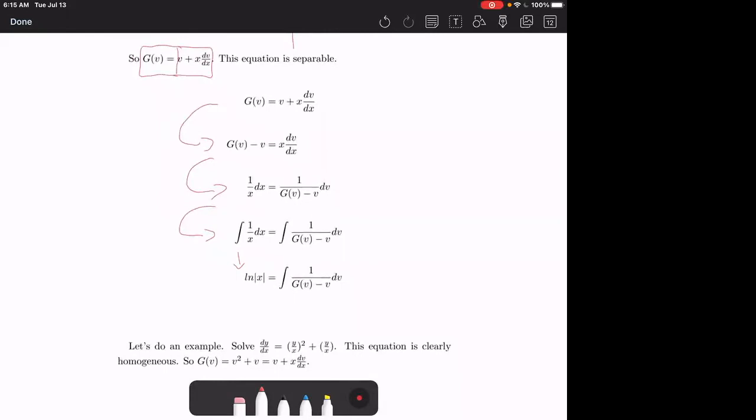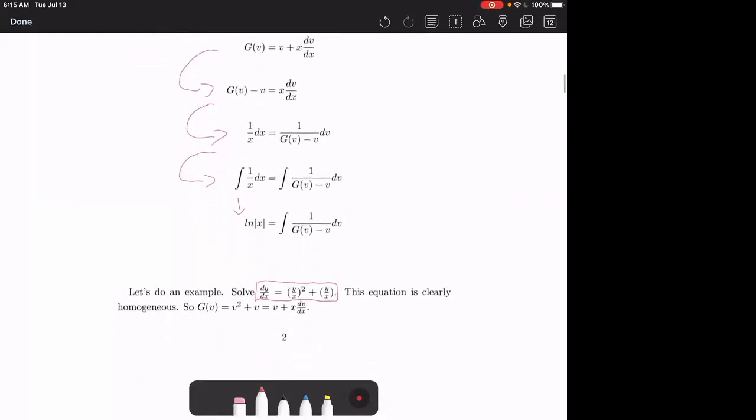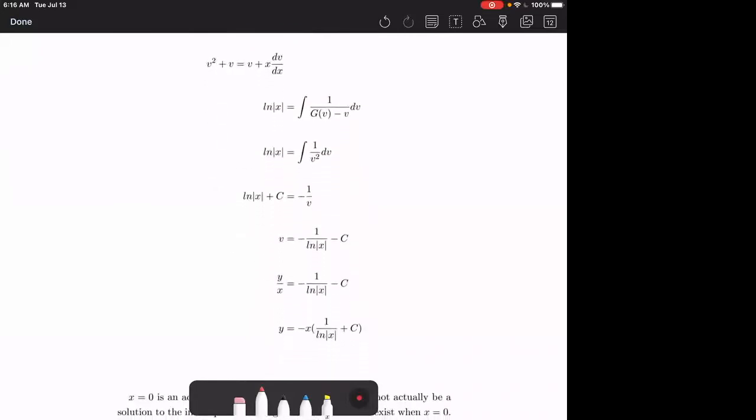Let's do an example. Solve dy/dx is equal to (y over x) squared plus y over x. Now, this is clearly homogeneous. We don't need to actually simplify this like we did with the previous one. So we get that g of v is equal to v squared plus v, because y over x is v. Now, as we showed before, since v is equal to y over x, that means y is equal to vx. And we get that dy/dx is actually equal to v plus x dv/dx. So we can perform a substitution to now say that these two values are equal to each other. So v squared plus v is equal to v plus x dv/dx.